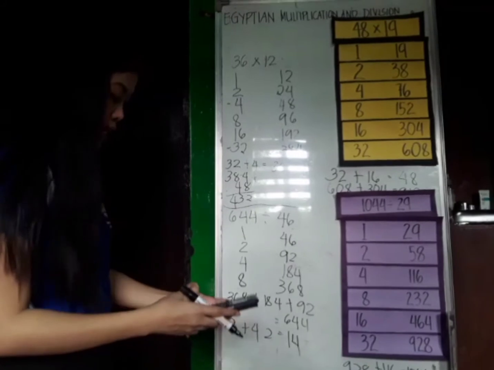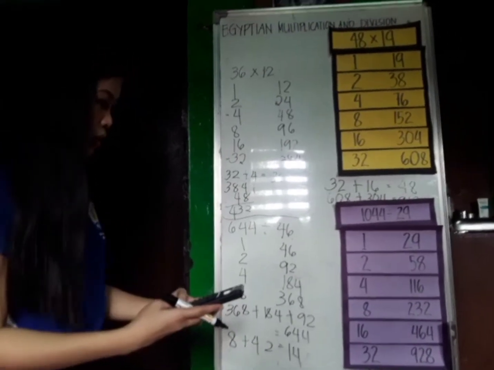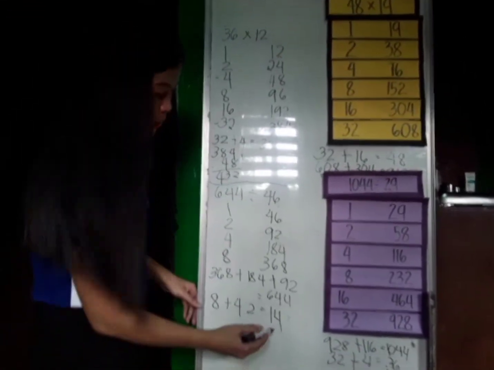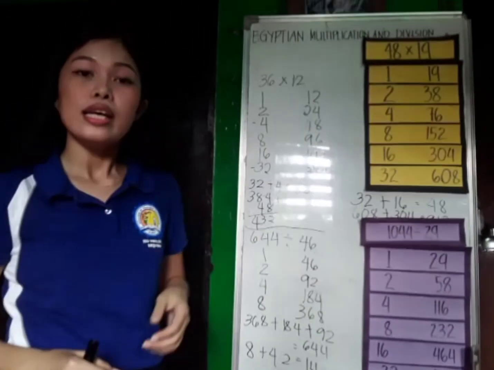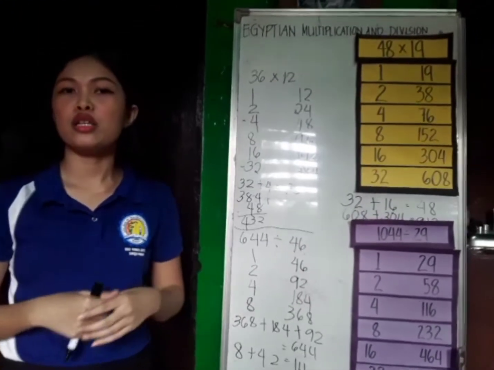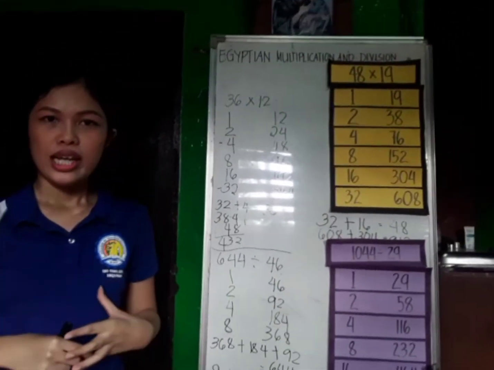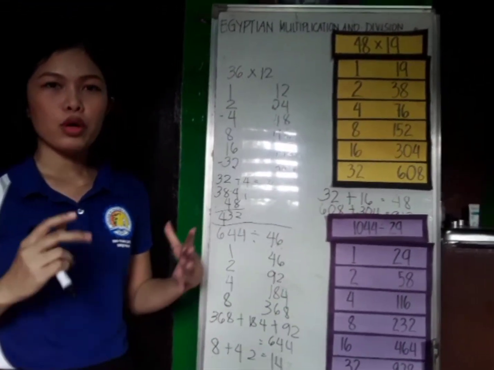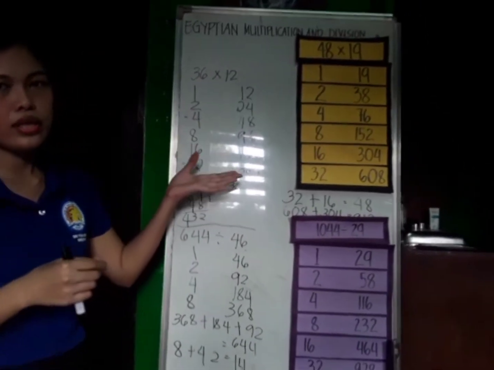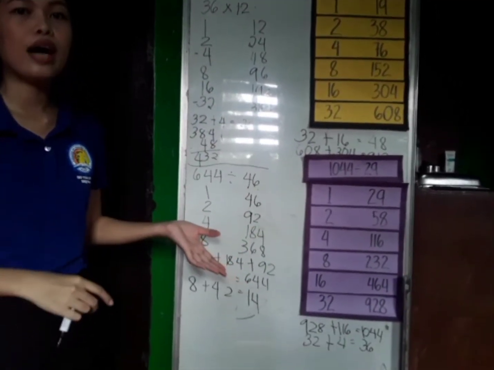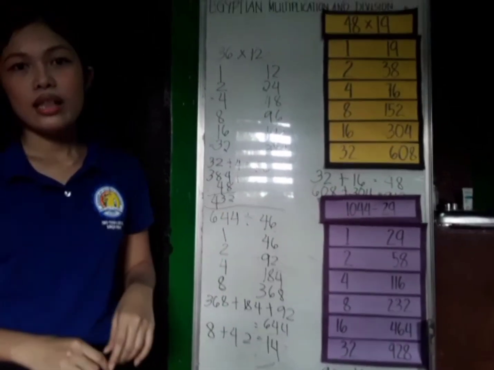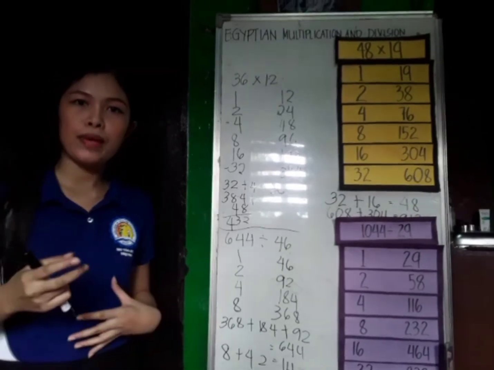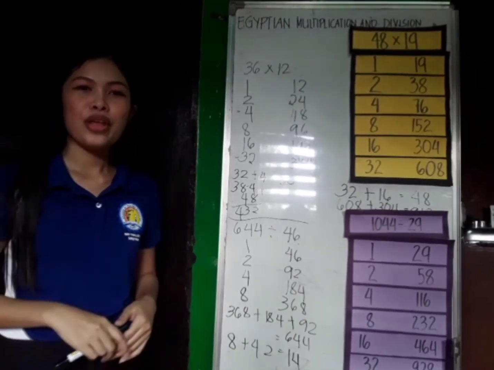Let's use the calculator to check it. 644 divided by 46 is 14. So that's the end of my discussion. That's how the Egyptians do multiplication and division. I hope you have learned a lot from today's lesson. And of course, remember that although this is just a simple way of doing multiplication and division, it made way for a great development in the field of mathematics. So thank you very much.